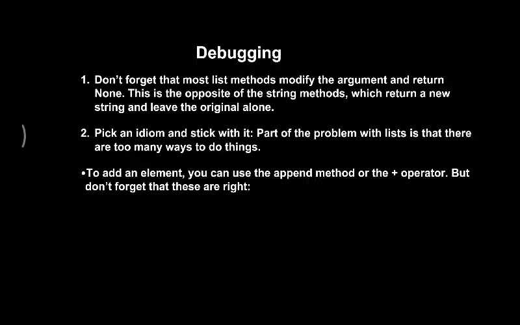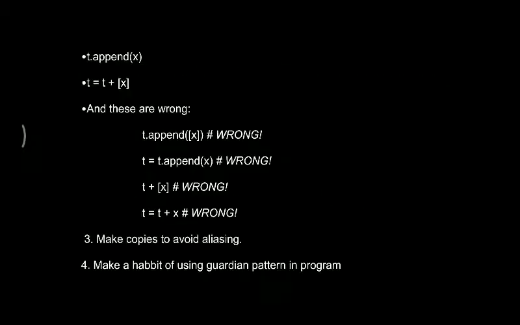Pick an idiom and stick with it. Part of the problem with lists is that there are too many ways to do things. To add an element, you can use the append method or the plus operator, but don't forget that these are right. So how can you use that? t.append(x), t = t + [x], and these are right. t.append([x]) is wrong here. t.append(x) with the result assigned back is again wrong. t + x is wrong. t = t + x is wrong. So these are all wrong concepts used with lists.